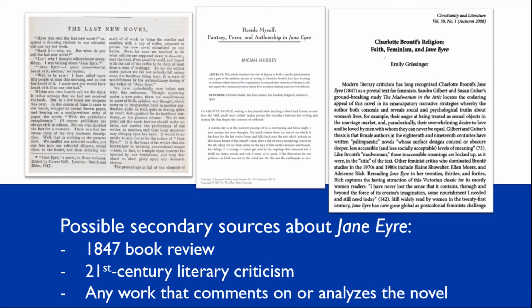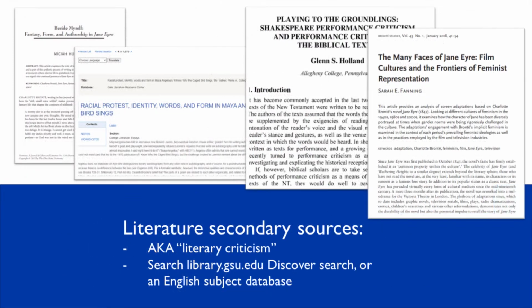Secondary sources might be written during or after the primary source. In the case of a 19th century novel like Jane Eyre, a secondary source could be anything from an 1847 book review to a 21st century scholarly article, anything that provides commentary, context, analysis, or opinion about the primary source. Secondary sources in literature are usually literary criticism. A work of literary criticism is a scholarly book or article that compares, analyzes, interprets, or evaluates a primary source.